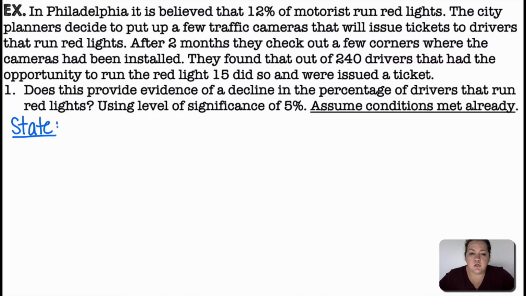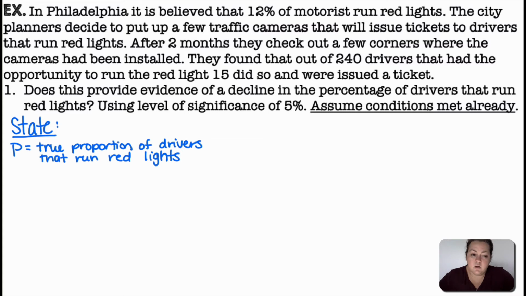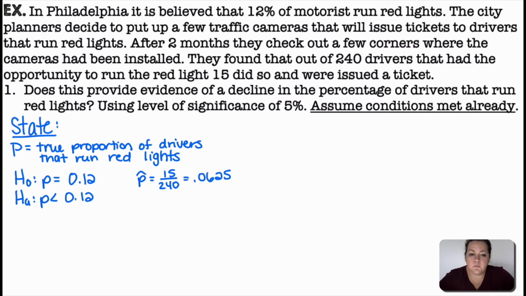All right. So our alpha value is 5%. We're going to do our state, plan, do, conclude here. So does this provide evidence? That would be a hypothesis test. P, my proportion, is the true proportion of drivers that run red lights. My null hypothesis would be that it's equal to 12%, which was the claim. The alternative is that it's less than 12%. They're asking if there's evidence of a decline. P hat was 15 out of 240, which was 0.0625 or 6.25%, and alpha was 5%.